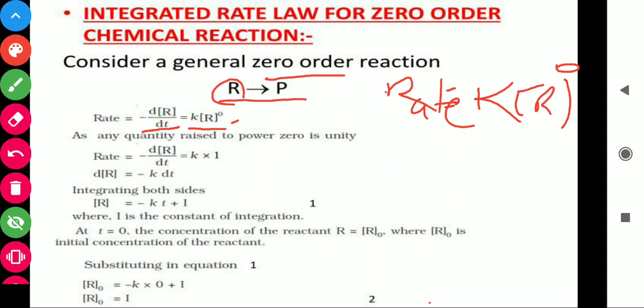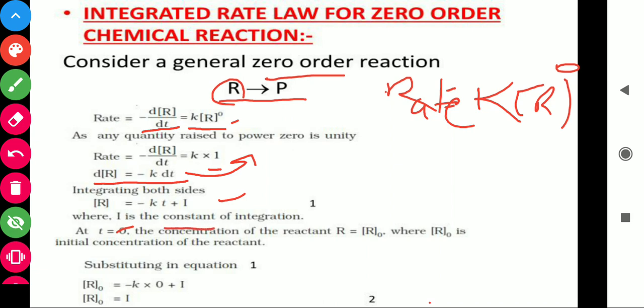Now, what is the rate? We know R to the power 0 is equal to 1. Then minus dR upon dt becomes 1 into k, which is equal to k. And when this dt goes in multiply, what will it become? dR is equal to minus k dt. Let's do integration. On integrating both sides, it becomes R, here R is concentration of reactant, is equal to minus kt plus I. What is I? Constant.